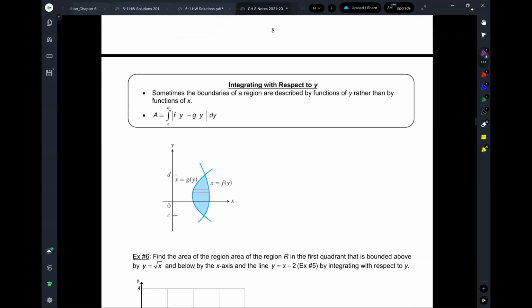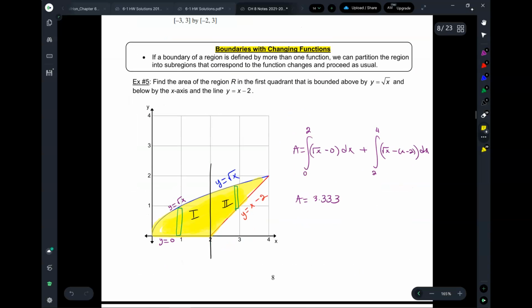And because that wasn't enough to add variety, here's a little bit more variety: integrating with respect to y. Sometimes it gets annoying to have to do this with two different regions and two different rectangles.